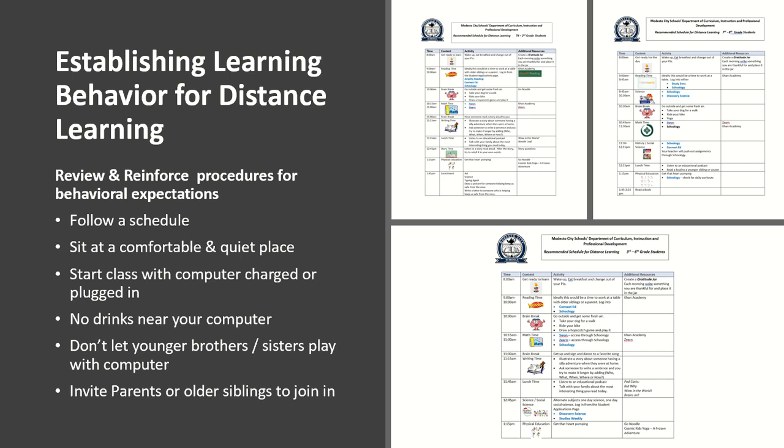CIPD has created some instructional schedules by grade span. We have a TK-2 schedule, we have a 3-6 schedule, and we have a 7-8 set schedule. These are just suggested learning schedules to support parents in establishing some routines at home during distance learning.